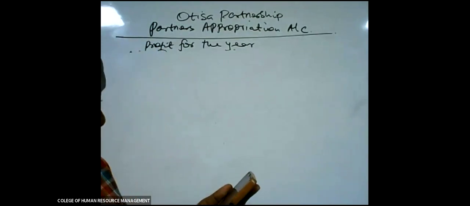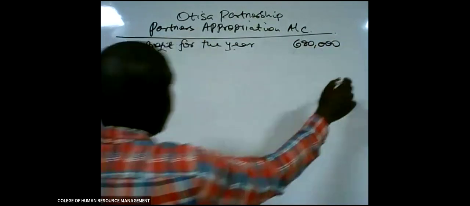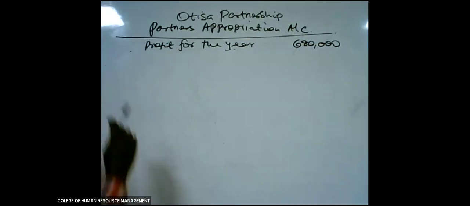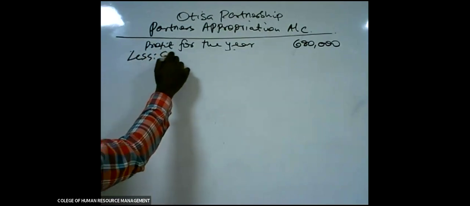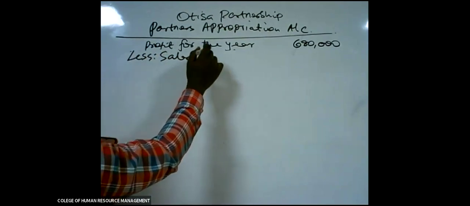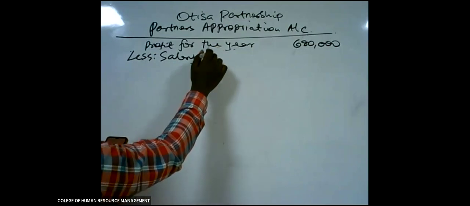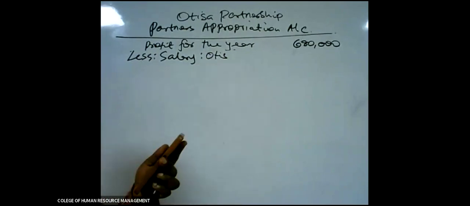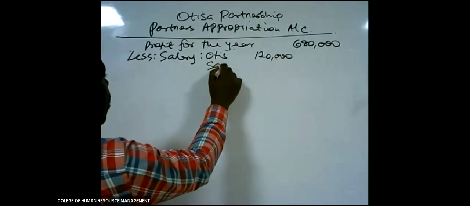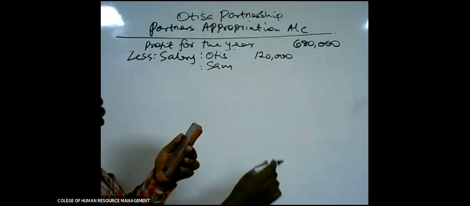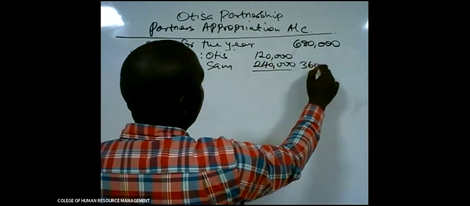Profit for the year was 680,000. Then because we don't have interest on drawings, we shall now deduct salary. Otis is entitled to a salary of 150,000. Sam, a salary of 240,000. That is a total of 360,000.